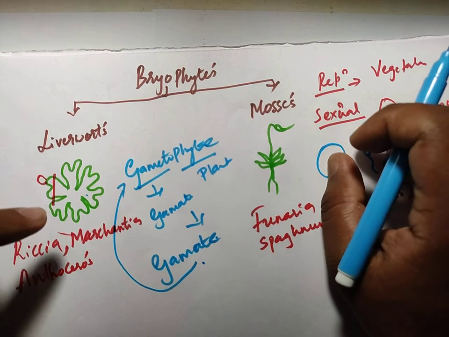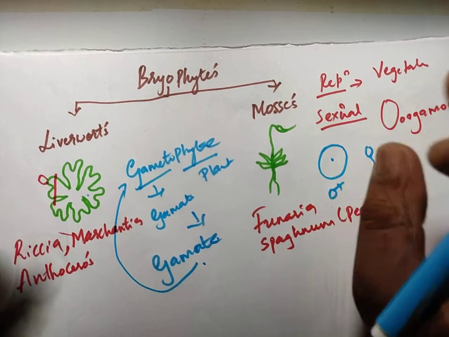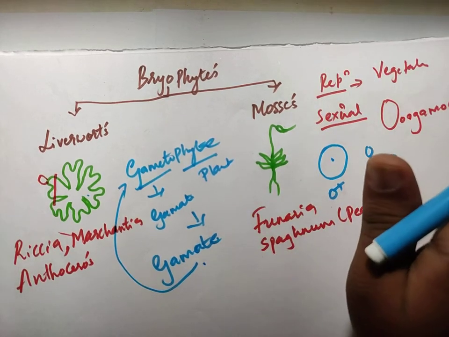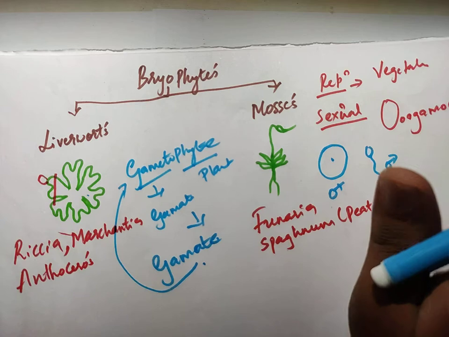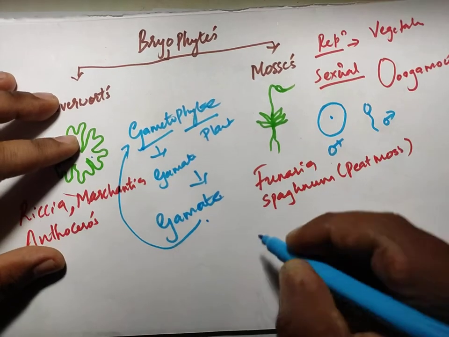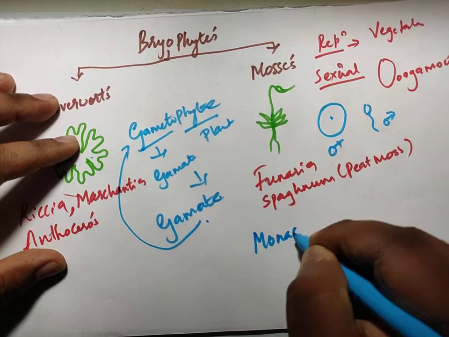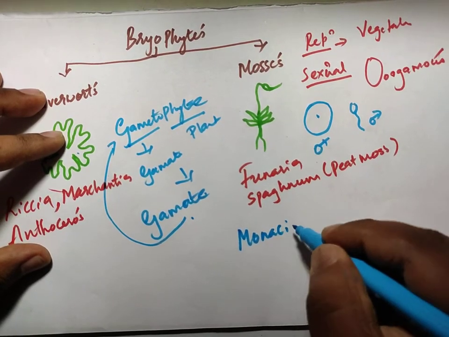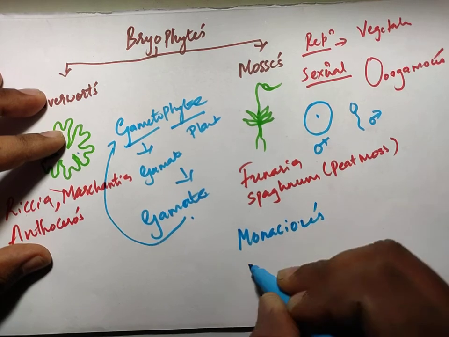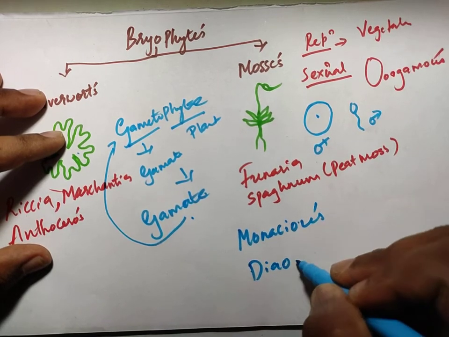Now the gametophyte that we have here is going to produce two kinds of gametes. What are they? Male gamete and female gamete. And here I have to explain two terms. One is called monoecious, and the other term is dioecious.